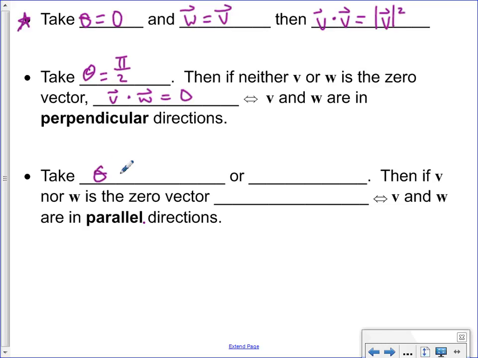If the angle is either 0 or pi, think about 0, pi, straight line, and neither V nor W is the 0 vector, then their dot product, V dot W, is either plus or minus the magnitude of V times the magnitude of W. Because when you do that cosine part, cosine of 0 is 1 and cosine of pi is negative 1. Which means V and W are parallel.